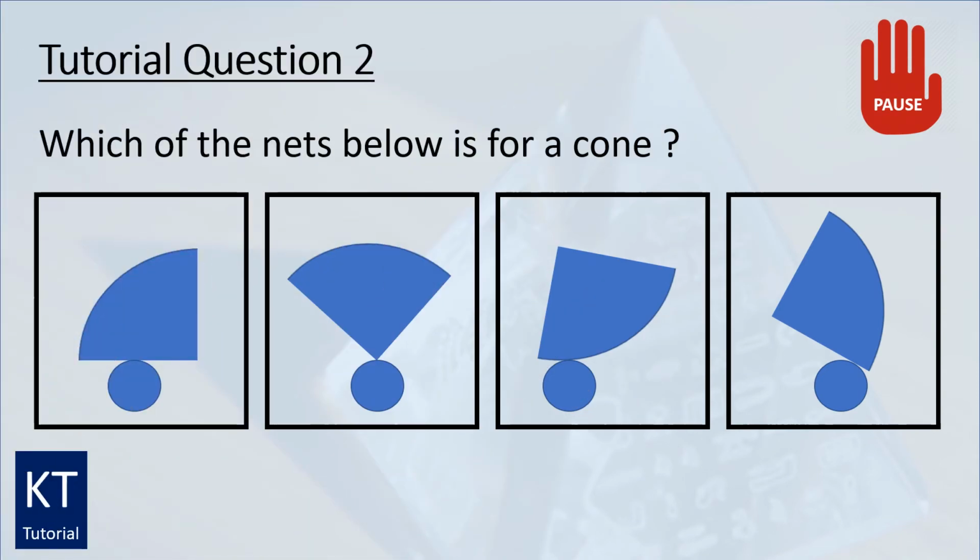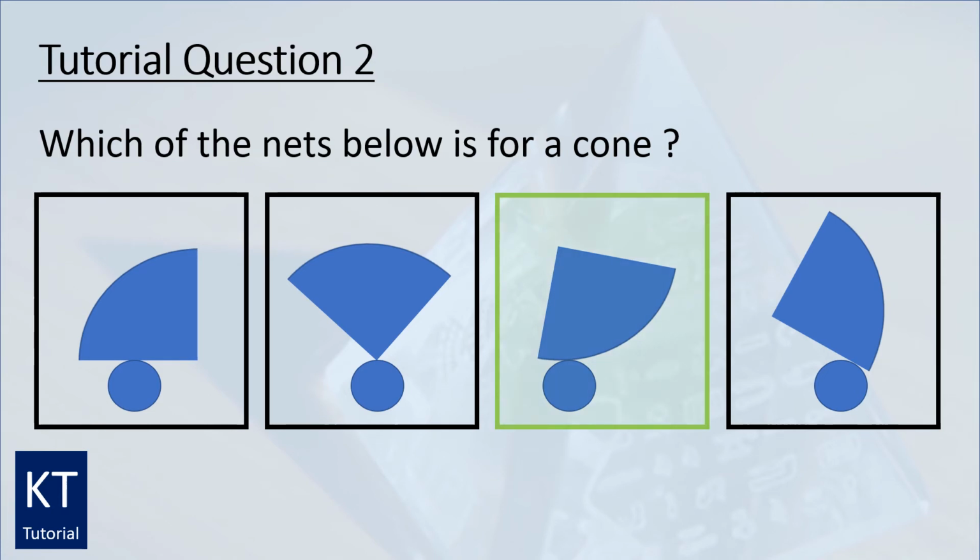Tutorial question 2. Press the pause button now if you need more time. Which of the nets below is for a cone? It can only be the one where the circumference of the circle is touching the arc of the sector. It need not be exactly what is shown here. However, the circle must be touching a point somewhere along the arc, not its radius, not the sharp end of the sector.